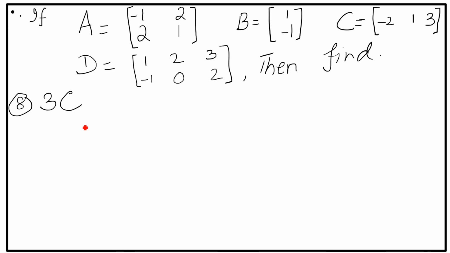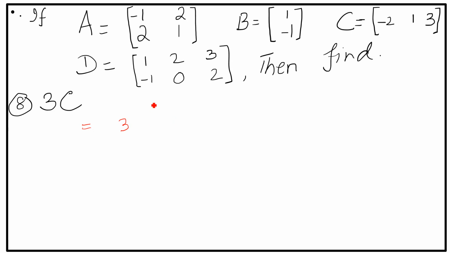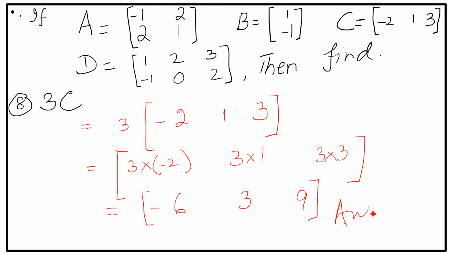Now question 8, you have to multiply the same thing, 3C, and what about this one? This was 3D, right? 1 2 3. Now is C. -2, 1, 3. 3 multiplied by -2. Individually you have to multiply all the elements of matrix C with 3. So it will be -6, 3 and 9. And this is your answer.